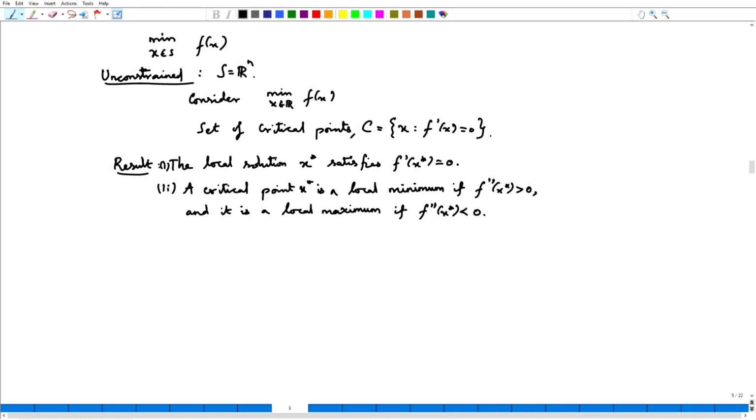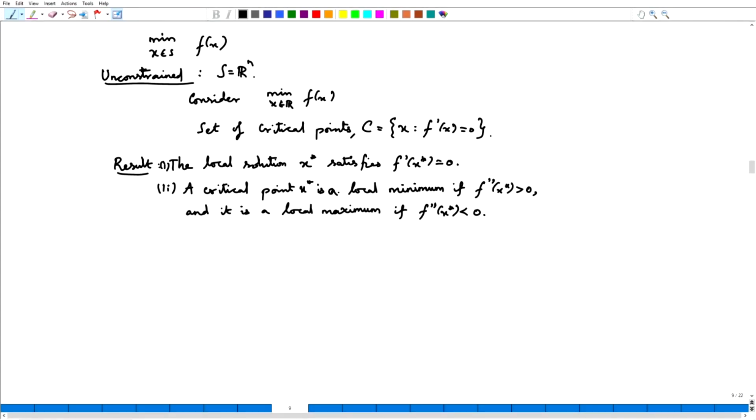Okay. So, you can ask what happens if f double dash of x star is equal to 0. In such a case, further probe will be needed. We cannot say whether it is a local minimum or a local maximum or neither. It can also turn out that f double dash of x star could be equal to 0, and such a critical point is neither the local minimum nor the local maximum. Okay. So, we will see a bunch of examples to understand what kind of point turns out to be the local minimum, what kind of point turns out to be the local maximum.